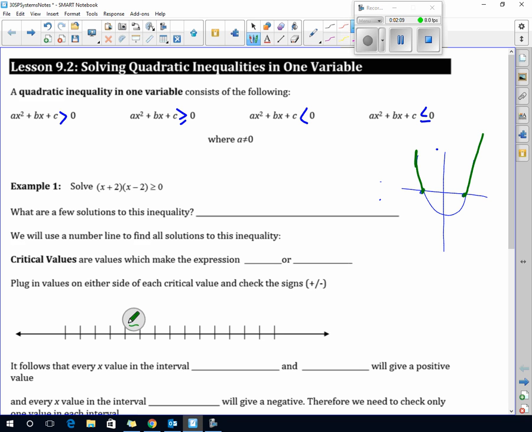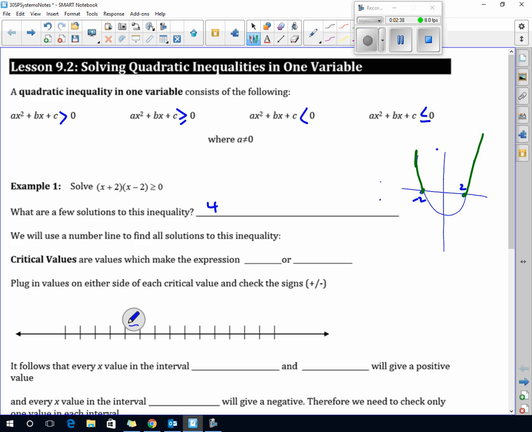Okay, so I hear 4. Remember, this is 2 and -2, right? So I'll put 4 down. Let's plug 4 in. What do we get? 6. What do we get there? And 6 times 2 is? 12. And 12 is greater than or equal to 0, so 4 works.